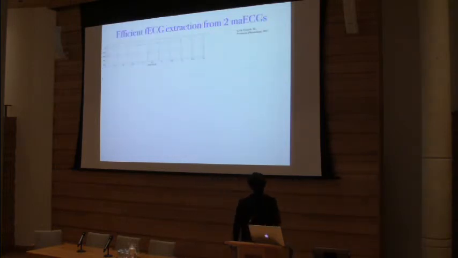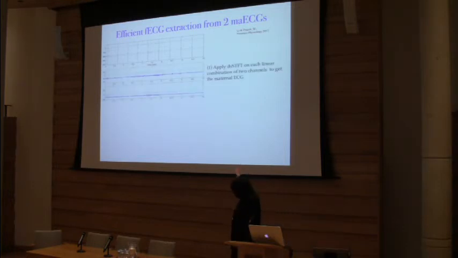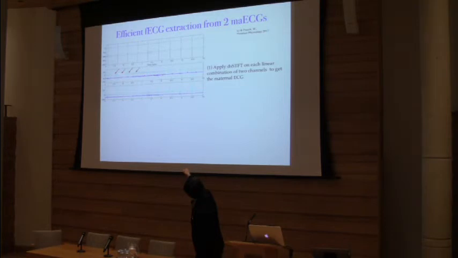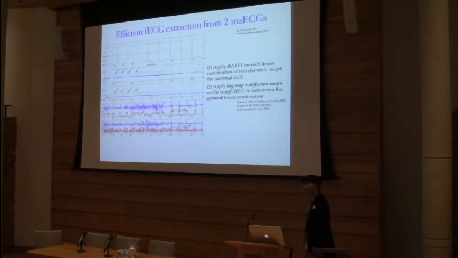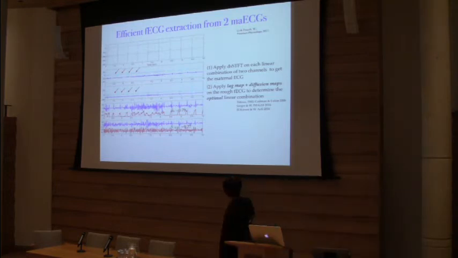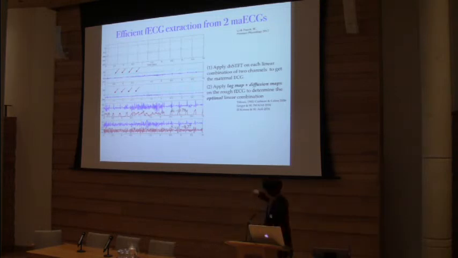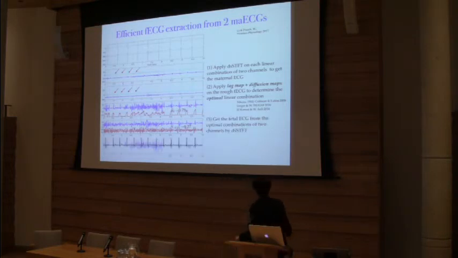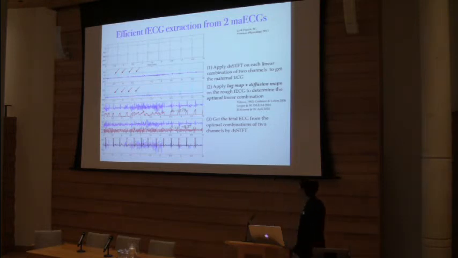So here is the algorithm summary. You have several different linear combinations, and for some linear combinations, you can see a clear fetal ECG. For others, you just cannot see anything. Now you apply the lag map plus diffusion map, whose details I skipped here because again it would take me another half hour to describe. Then you can define a signal quality index, and you select the combination with the best signal quality index, and then you run the final result.